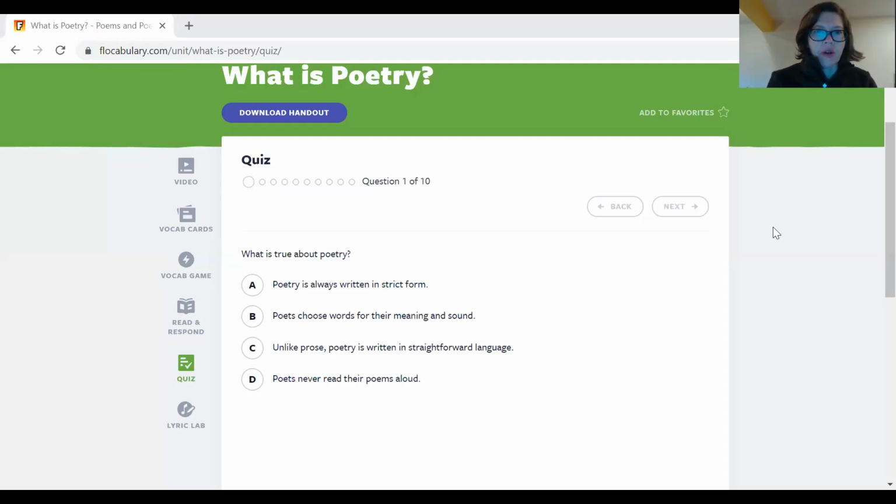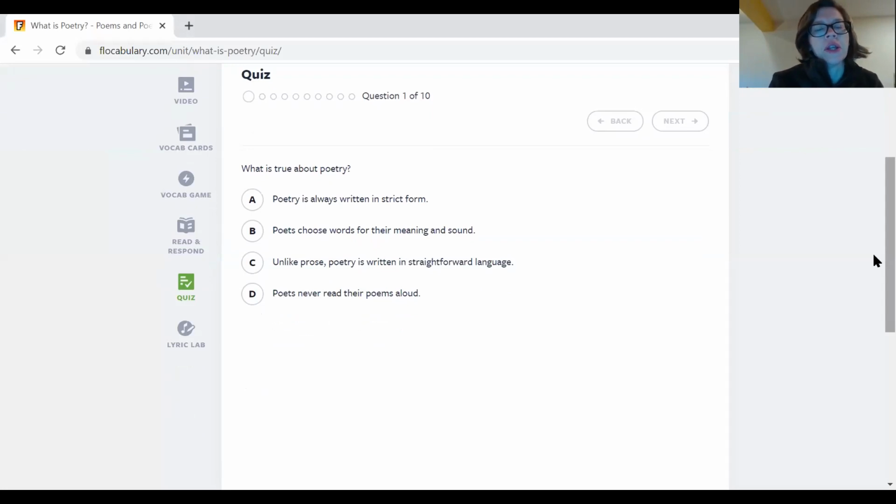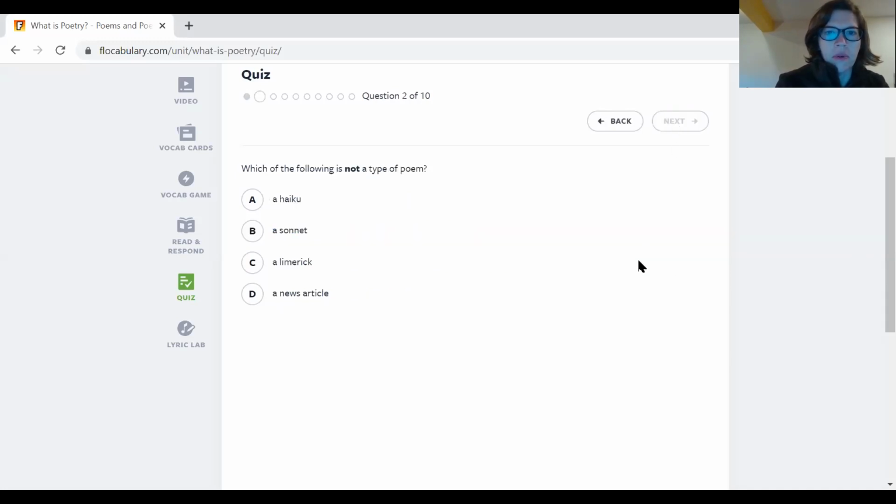Question number 1, what is true about poetry? A, poetry is always written in strict form. B, poets choose words for their meaning and sound. C, unlike prose, poetry is written in straightforward language. Or D, poets never read their poems aloud. So choose what you think is the best answer. I'm going to go with B, and then we're going to move on. We'll go back and check.